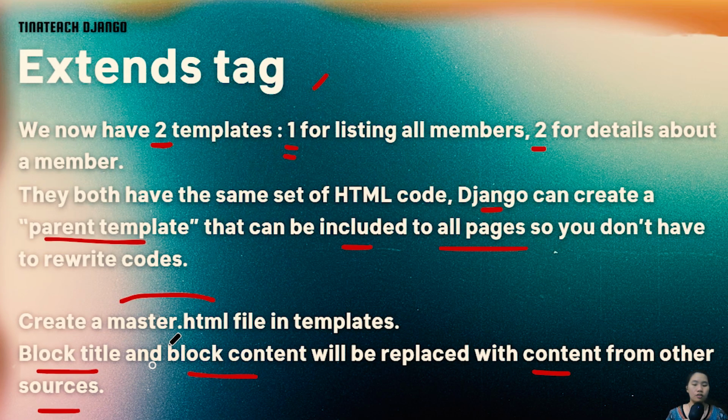It will not have any different codes. So as I've mentioned here, number 1, list all members. Obviously, the Django code and the HTML tag is going to be a little bit different from number 2, and that difference will be settled in the number 1 template, number 2 template, not in the master file, okay?